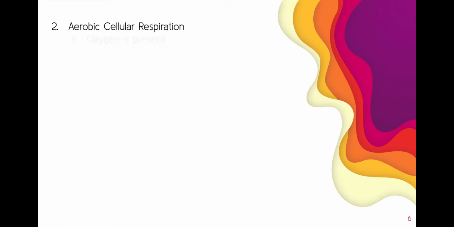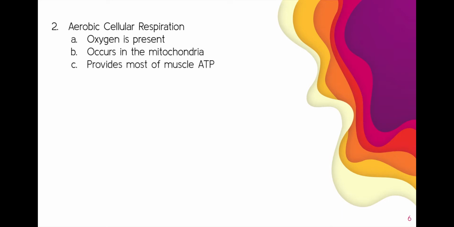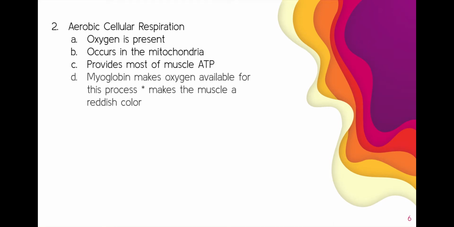So then we have aerobic cellular respiration. This only occurs, as we know, when oxygen is present. It happens in the mitochondria, and it provides most of the muscle's ATP. You guys should be very familiar with aerobic cellular respiration at this point.